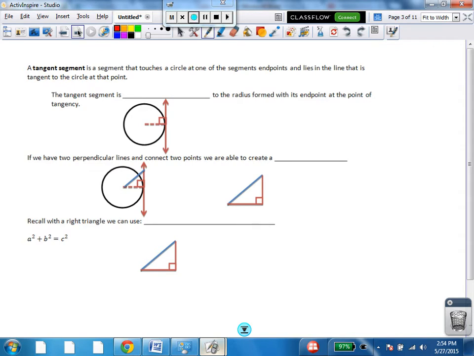The tangent segment is basically a segment that is perpendicular to the radius formed with its endpoints at the point of tangency. So here, I have a radius and a tangent line that connects at the point of tangency. At this point, I have my right angle. Now, given a right angle, I can now connect my center of a circle to the tangent line, and if we do that, we're able to create something known as a right triangle.